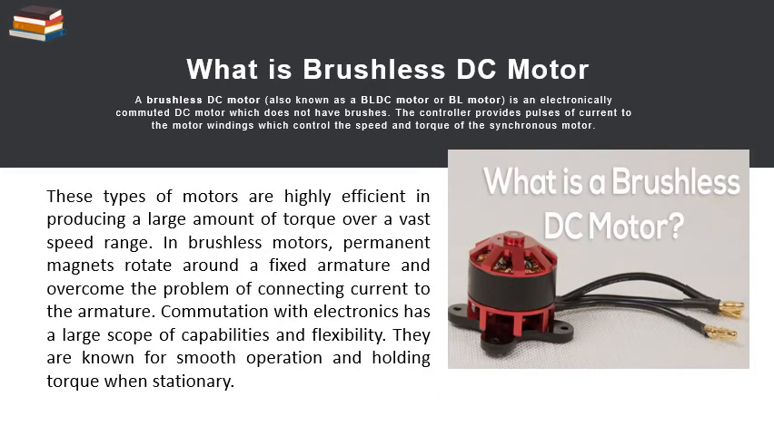So these types of motors are highly efficient in producing a large amount of torque over a vast speed range. In brushless motors, permanent magnets rotate around a fixed armature and overcome the problem of connecting current to the armature. Commutation with electronics has a large scope of capabilities and flexibilities. They are known for smooth operation and holding torque when stationary.